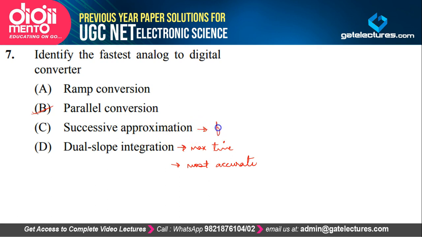This takes fixed time, always fixed time. Any input you give, this time is not going to vary, and it gives an approximate result. So this parallel conversion takes minimum time. This is the fastest, right?